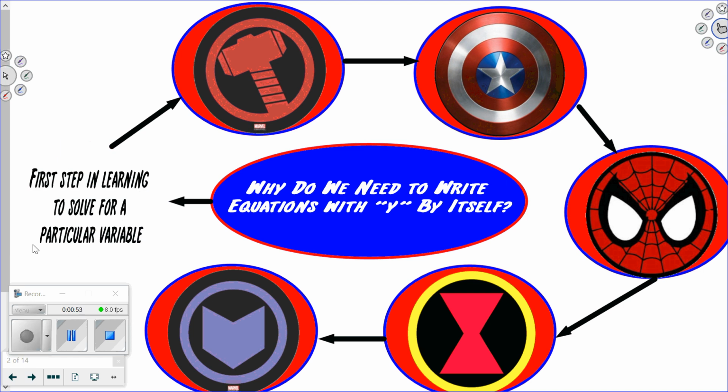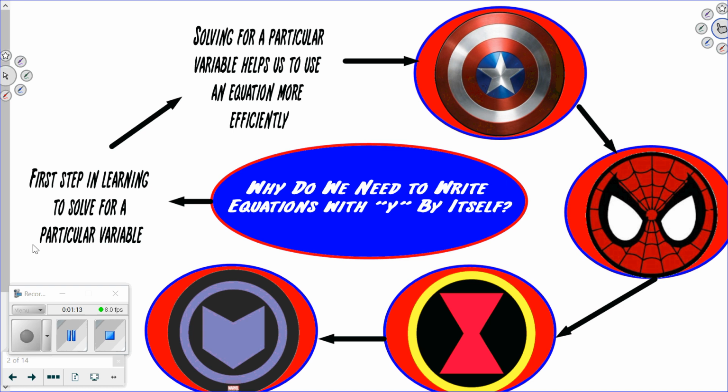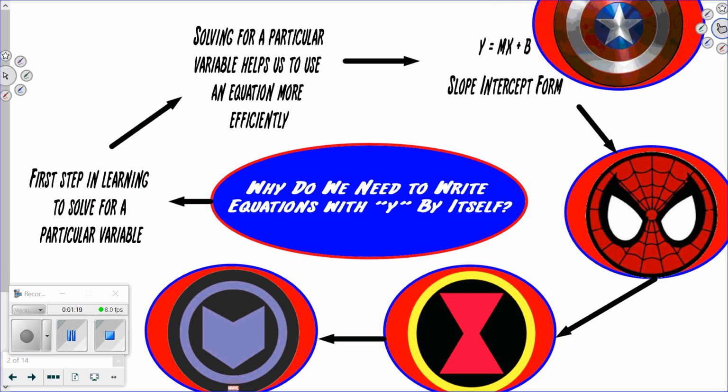The next section is called literal equations, where I give you different formulas, like area formulas and all kinds of things, and we solve for different variables in them, because it does make things a lot easier. So this is our first step into solving for a certain variable. Then after this, we will work on multiple different variables. Solving for a particular variable helps us to use an equation more efficiently, and we want to be as efficient as possible.